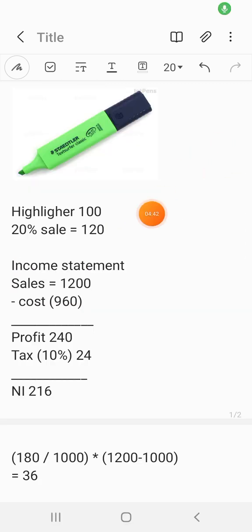So maybe we have already seen that there was a previous income statement, and we have changed the income statement and got a new income statement. For easy understanding, when we say this is an income statement, that means we are in the current position. That means we are selling 100 highlighters.